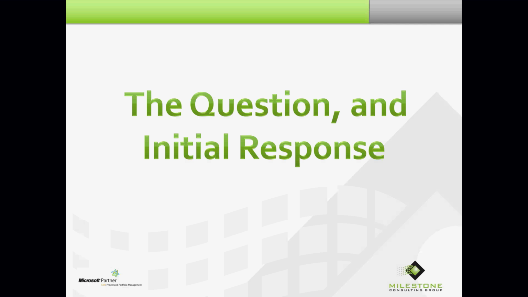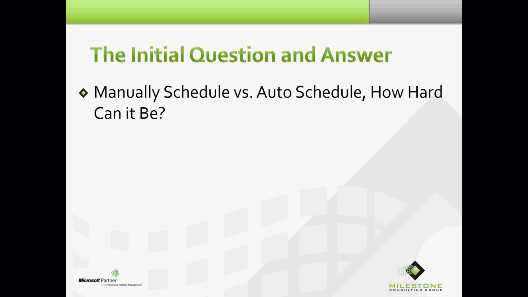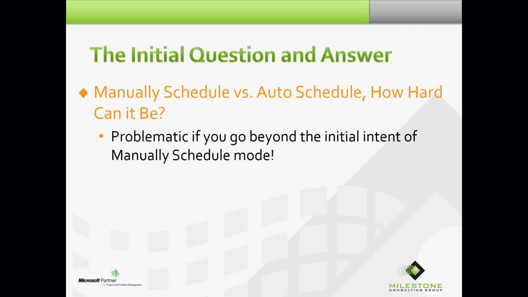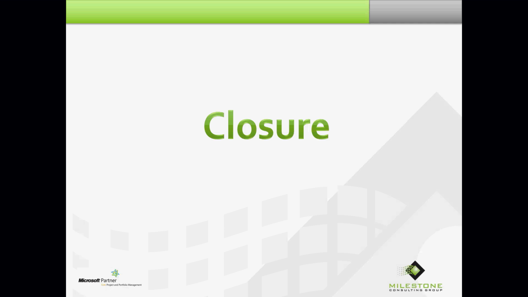So the initial question that this presentation truly led off with: manually scheduled versus auto-scheduled, how hard can it be? It's problematic if you go beyond the initial intent of manually scheduled mode. So that sums it up. Again, our recommendation: top-down planning during your early planning efforts, where details of a schedule are unknown, but there might be some historical data for phases that you could start with. That is what it was designed for.